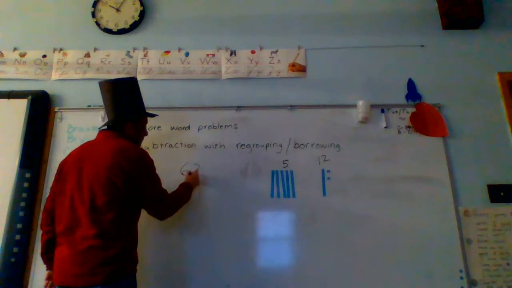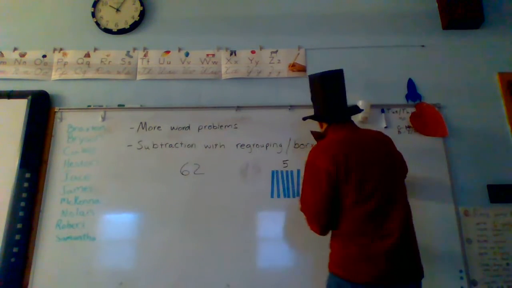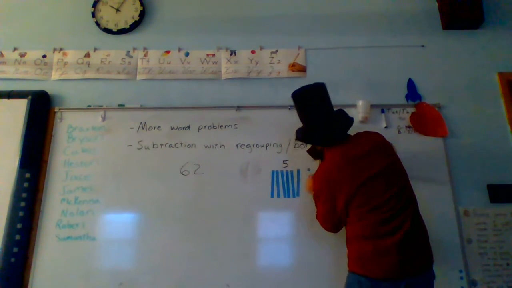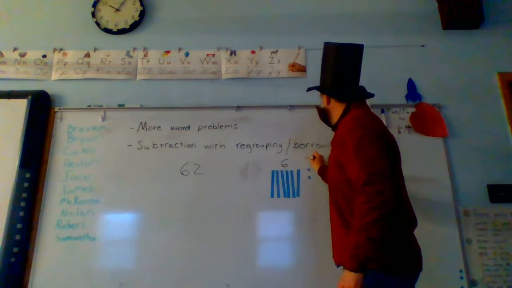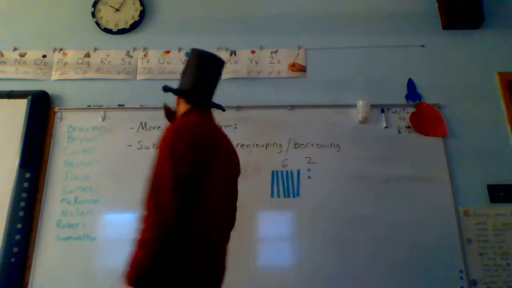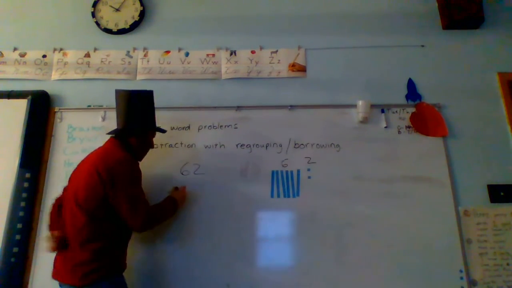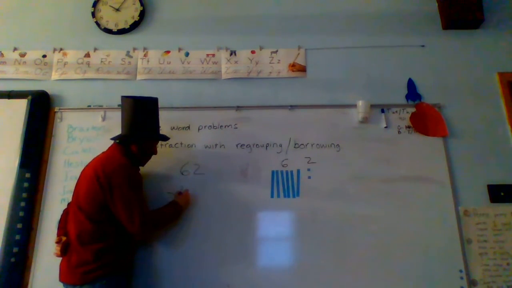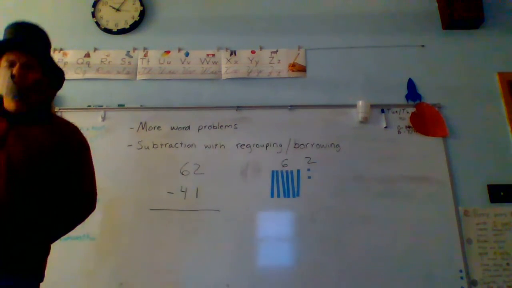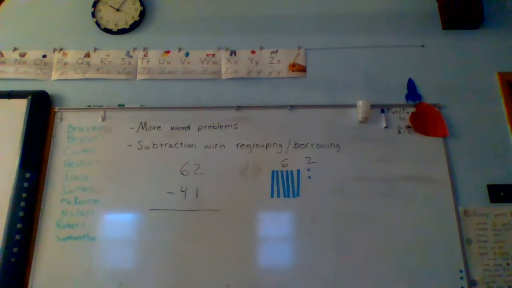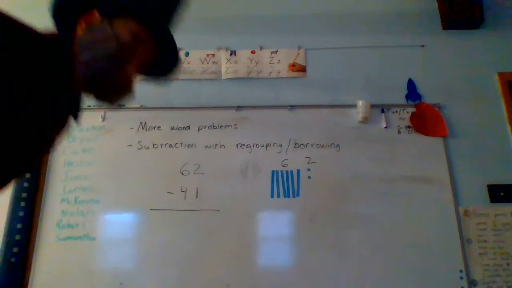What if I have 62? I'm going to set this back up as 62. What if I have 62 minus 41? Do I have to borrow? Do I have to regroup? Do I have to borrow? You guys tell me.